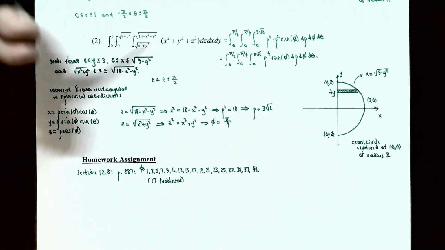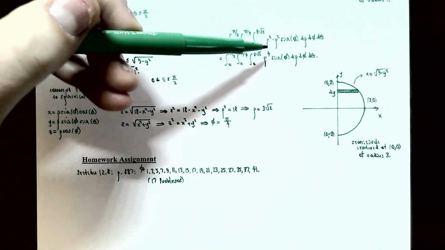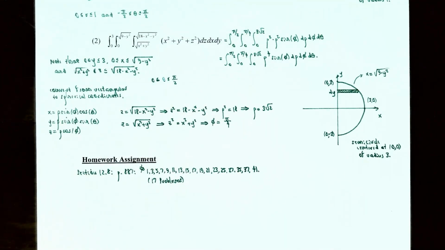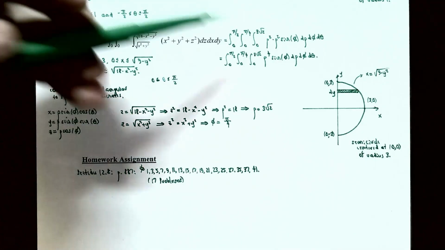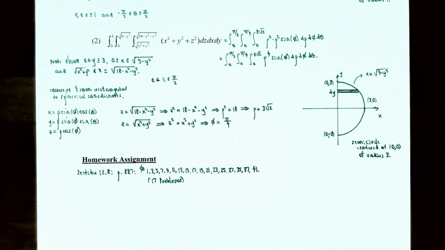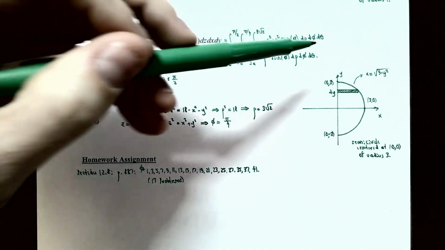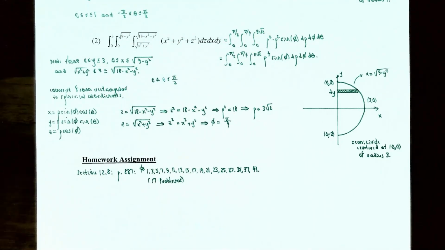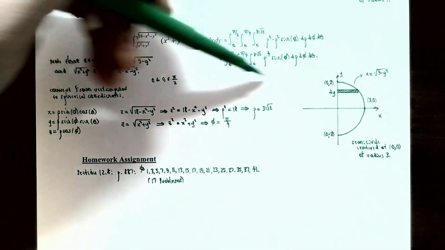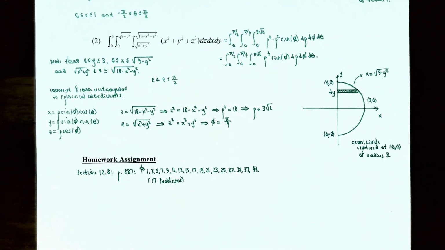The integrand was x squared plus y squared plus z squared. That becomes rho squared. And then when we convert from rectangular coordinates to spherical coordinates, we also have to multiply by the Jacobian, rho squared times sine phi. And so the integrand becomes rho to the fourth times sine of phi. And then the integral is theta values between 0 and pi over 2, phi values between 0 and pi over 4, and then rho between 0 and 3 times square root of 2. The value of this triple integral using spherical coordinates will give you the same value as the value of this triple integral using rectangular coordinates.